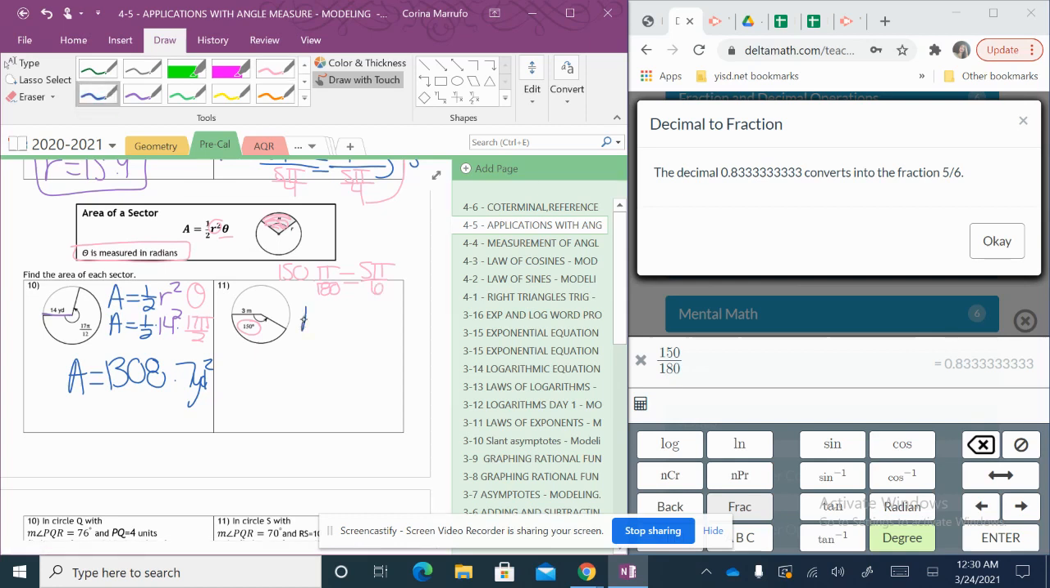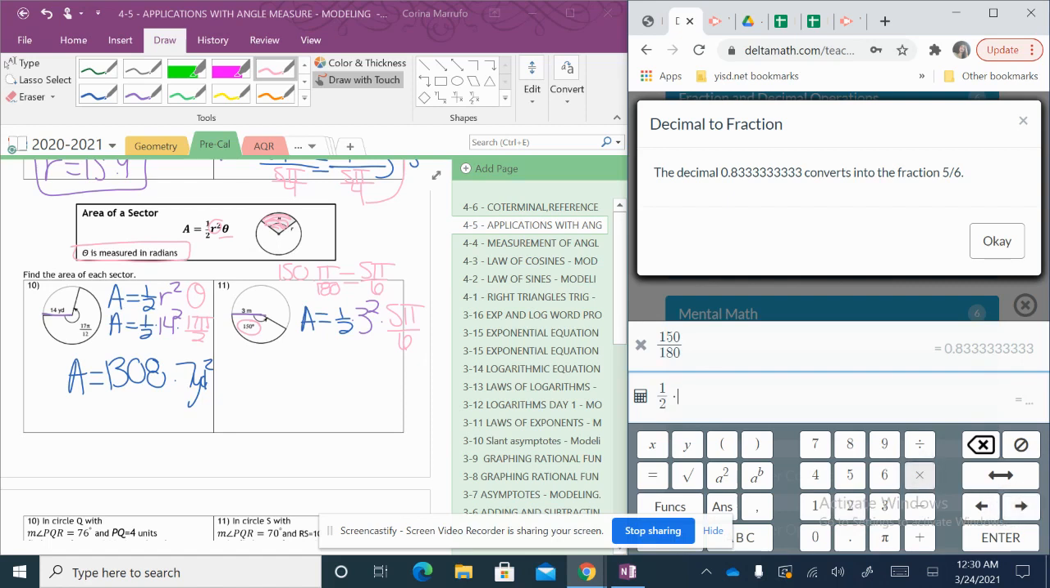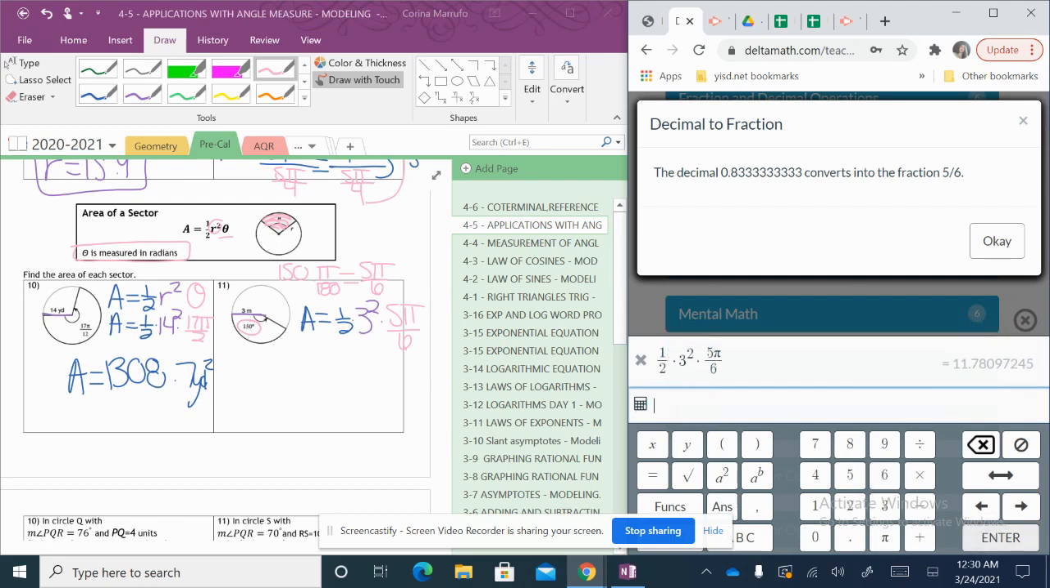Okay, so I'm ready to use my formula. It's area equals 1/2. My radius in this case is 3, so 3 squared times 5 pi over 6. Okay, so I'm just going to put all this in my calculator. We have 1/2 times 3 squared times 5 pi over 6. That gives me 11.78, so that would be 11.9. So my area is equal to 11.9. My units are meters squared.